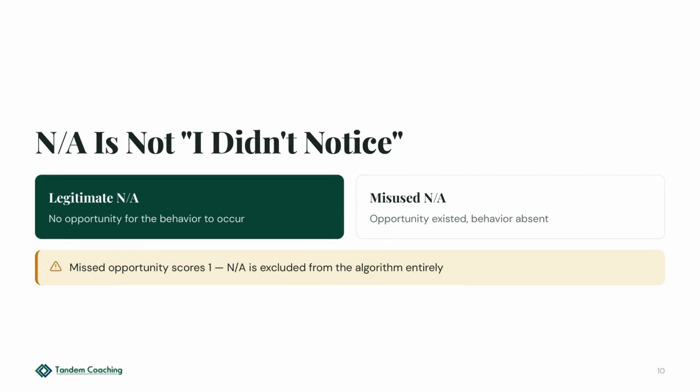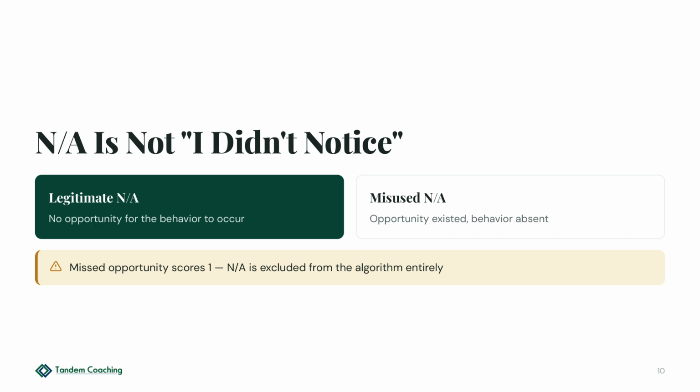A quick word about not applicable. NA means there was genuinely no opportunity for the behavior to appear. The session ended before the coach could facilitate closure, so A8.3 is NA. That's legitimate. What NA is not is a polite way to say, "I didn't notice it." If the coach had the opportunity to demonstrate a behavior and didn't, that's a 1 does not meet, not NA.